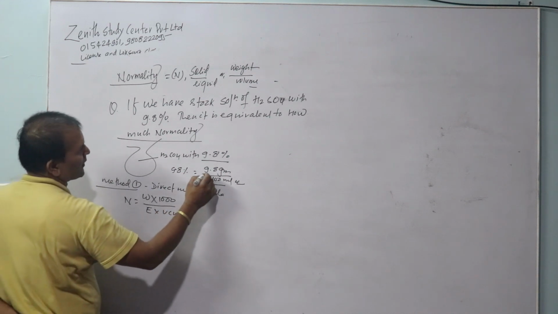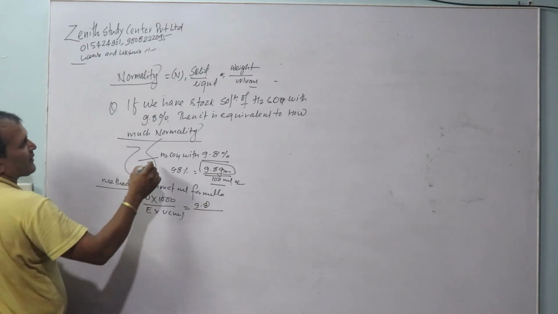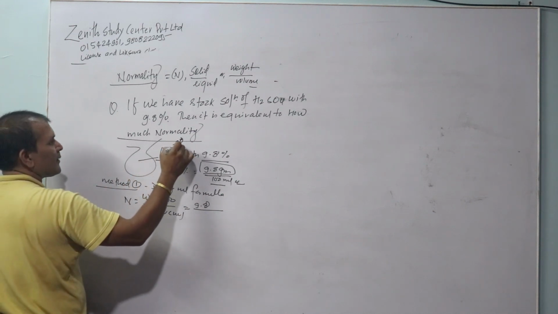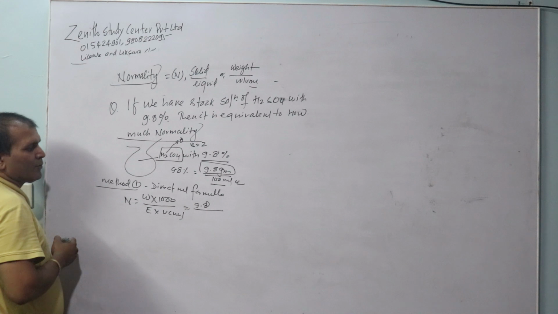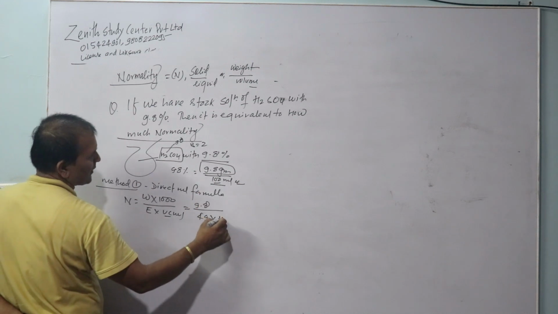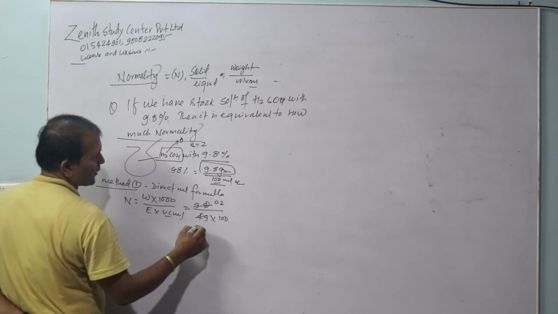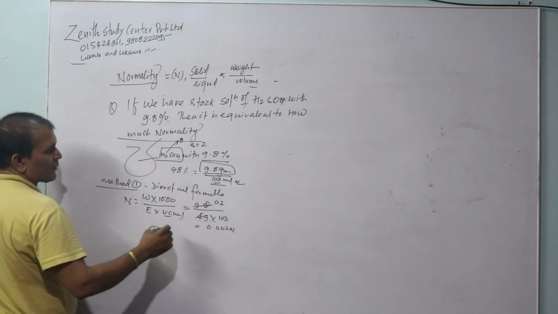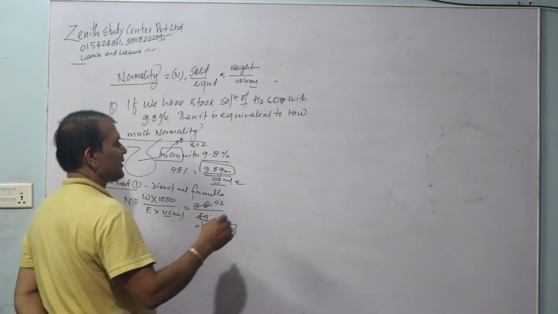So what is the W? 9.8 gram. What is the E? Since it is H2SO4, you can calculate the equivalent weight. Molecular weight 98, basicity 2, then 98 by 2, equivalent weight 49, into what is the V? 100 ml. When you divide, it becomes 0.2. Now 0.002 normal. So it's your calculation. Second method.